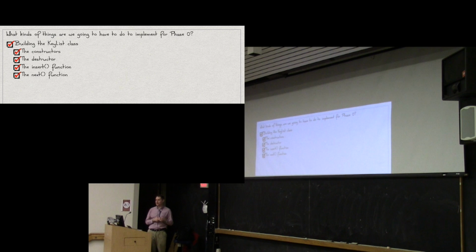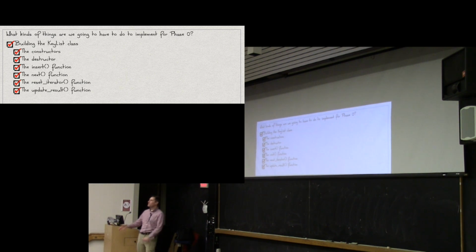The next function. This is a new one. This relates to the iterator, which is traversing your list from outside the list. I'll show you what that means in a few minutes. And then you've got a reset iterator, which basically just says start over from the top. In other words, start from the top of the list. And then the update result function. The update result function you don't need for phase 0, but it will be for phase 1, where it will take the result of your decryption, put it into a variable, and put the percentage of words in there.